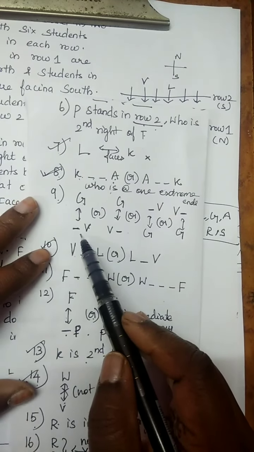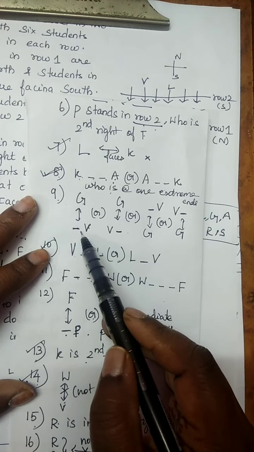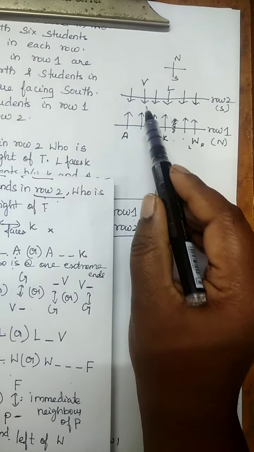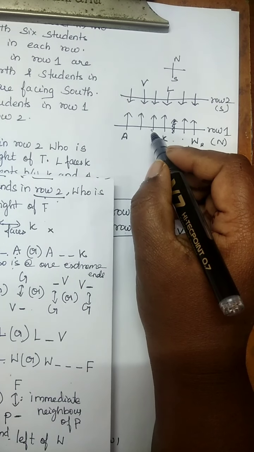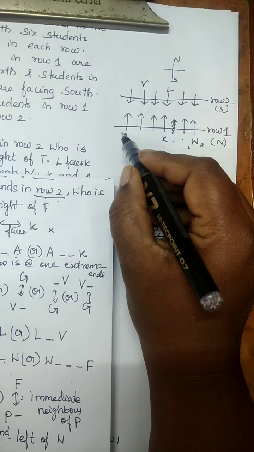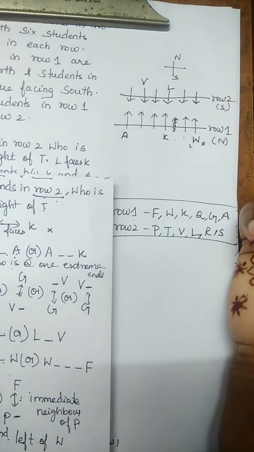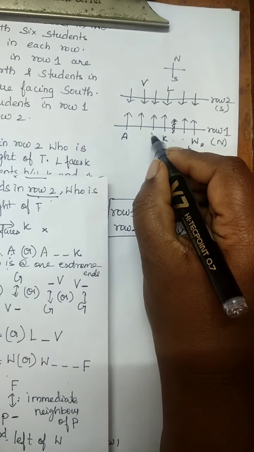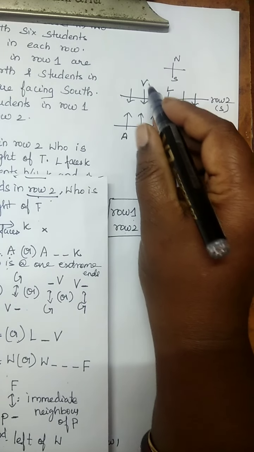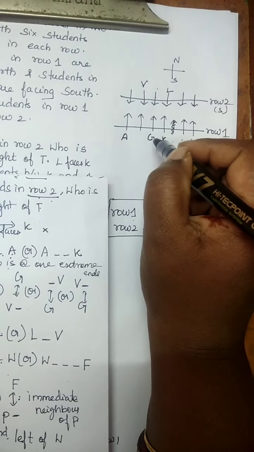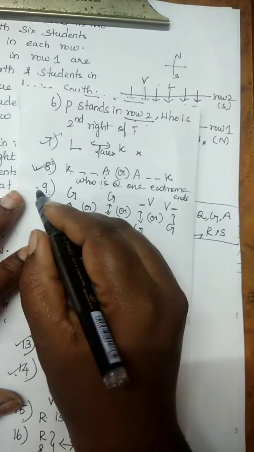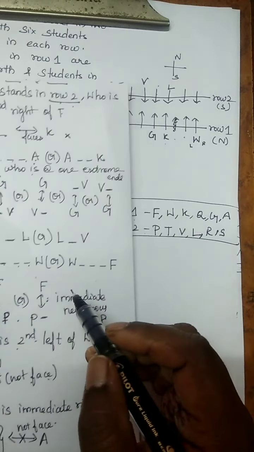G faces immediate neighbor of V. So G faces immediate neighbor of V. Already we placed A here. So G will not come here. Am I right? So G must be here. G faces immediate neighbor of V. Am I right? So this point is also concluded.